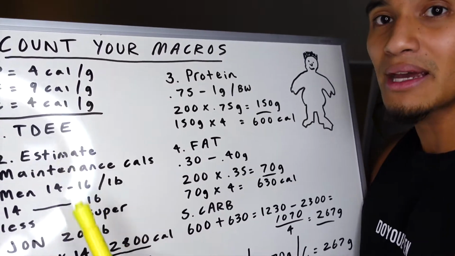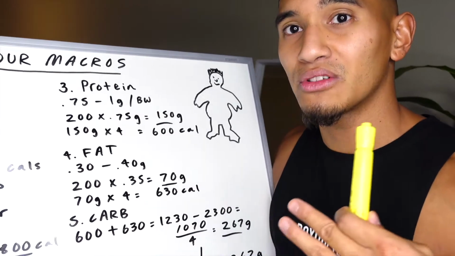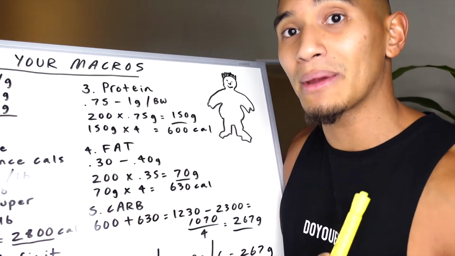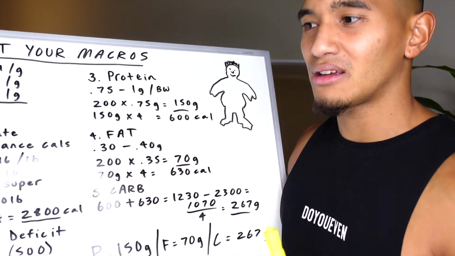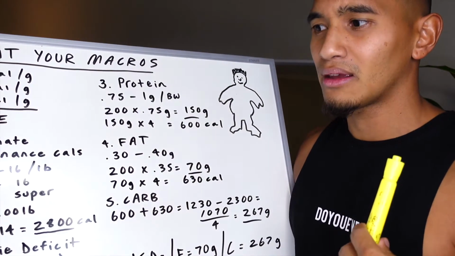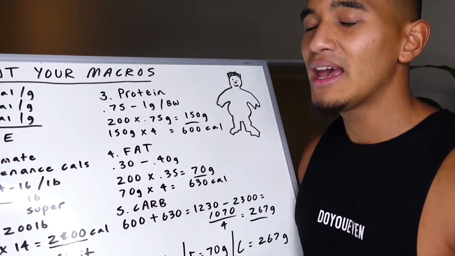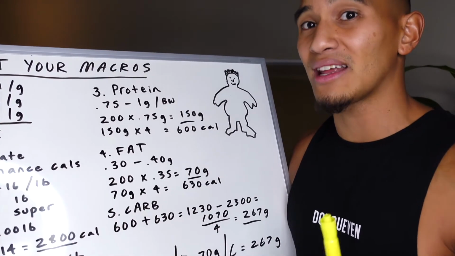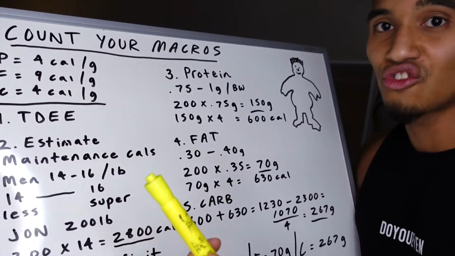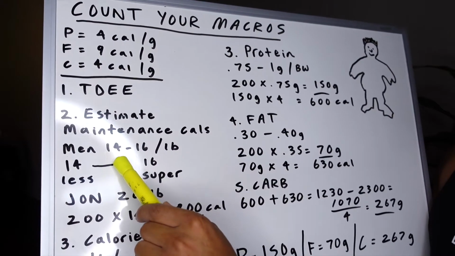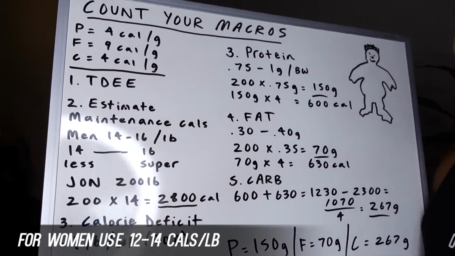Now, we gotta estimate his maintenance calories. There are so many formulas out there, but the most simplistic formula that I use is from Lyle McDonald. There are other equations such as Mifflin-St Jeor and Katch-McArdle, but I feel like they're a little too complex, so I like to keep it very simple. And again, when it comes to your macros, it's always an estimate, but we want to come up with the best estimate. So, since John is a guy, what we need to know is there's 14 to 16 calories per pound. That's the formula we're gonna use.